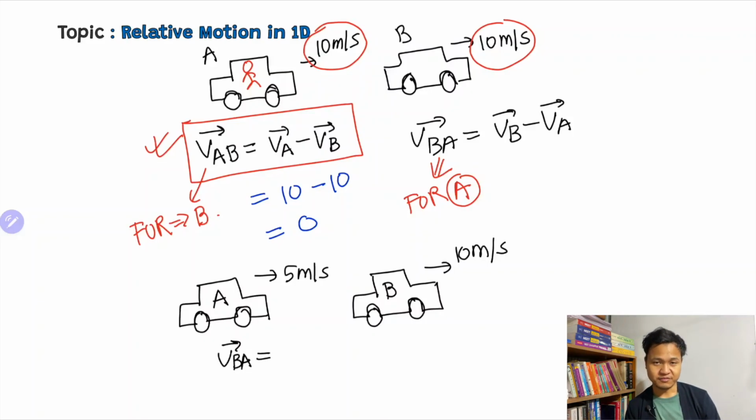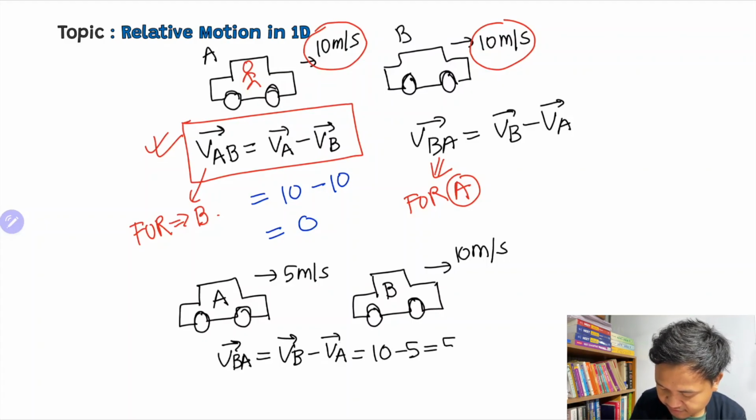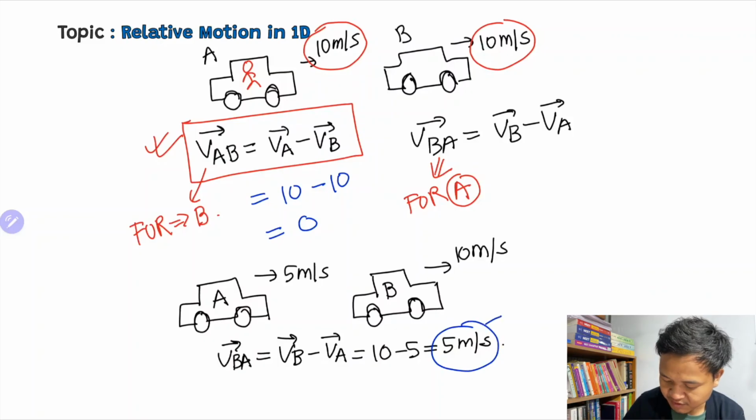So A is the frame of reference, you are sitting at A and then you're observing B. Velocity of B with respect to A is velocity of B minus velocity of A. Velocity of B is 10 minus velocity of A, 5. So this is 5 meter per second. So what is this 5 meter per second?